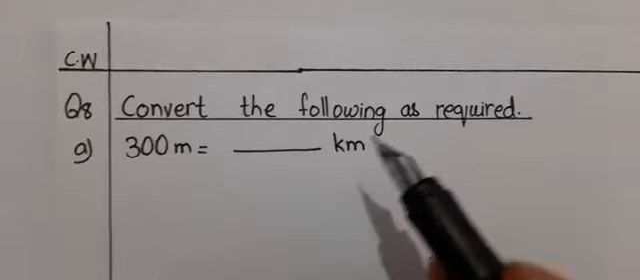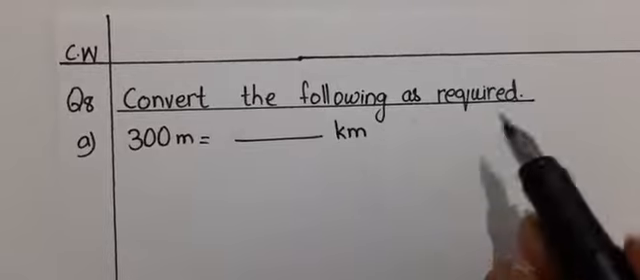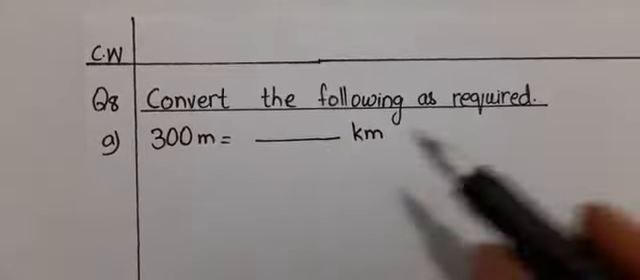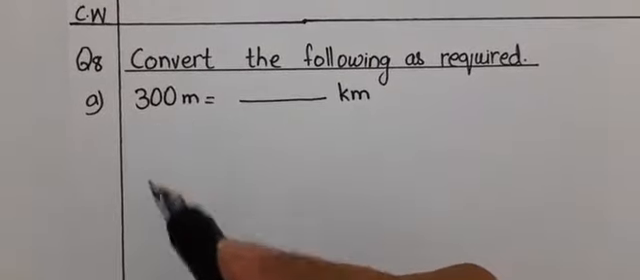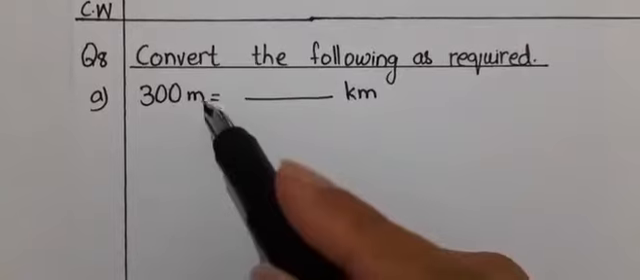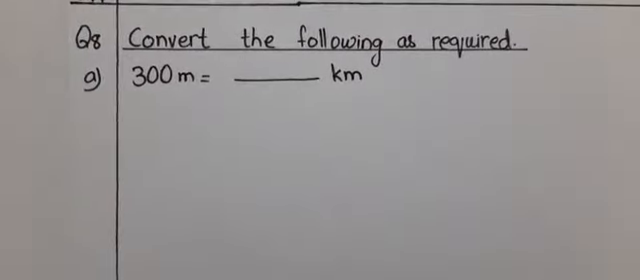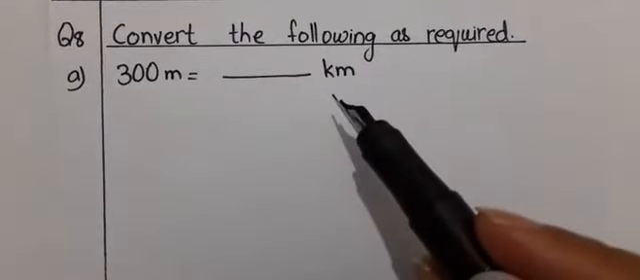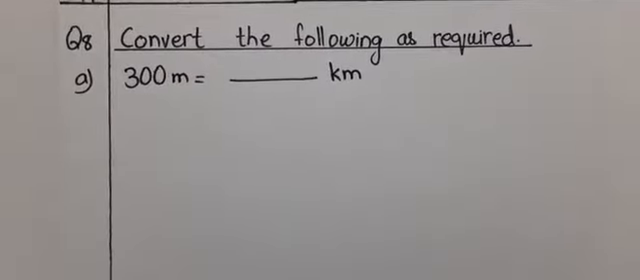Boys, after doing the activity, we will move toward our exercise, and question number 8 is convert the following as required. This question number 8 is same as our activity, but here you can see they have made a blank. So for this blank we have to solve it. We have to convert 300 meter into kilometers, and you all have done converting meters into kilometers. As we all know, 1000 meters make 1 kilometer, so we have to divide 300 with 1000.